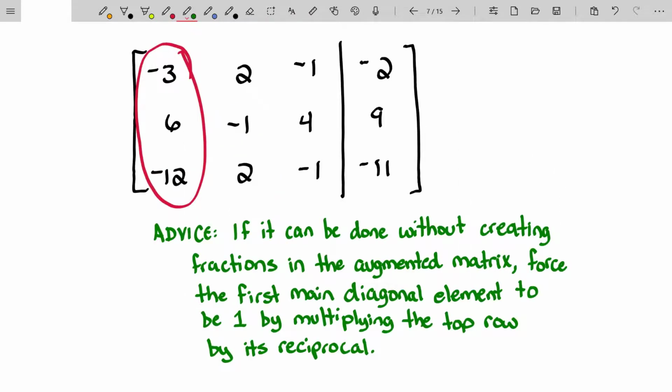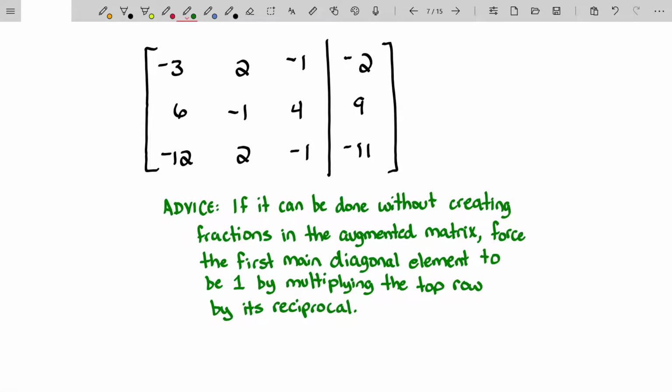So again, my advice is, if it can be done without creating fractions in the augmented matrix, force the first main diagonal element, that would be this guy, to be 1 by multiplying the top row by its reciprocal. If you can't do that, which is very common, because you'll end up getting fractions, then basically swap rows so that the smallest of the coefficients in this first column is at the top.